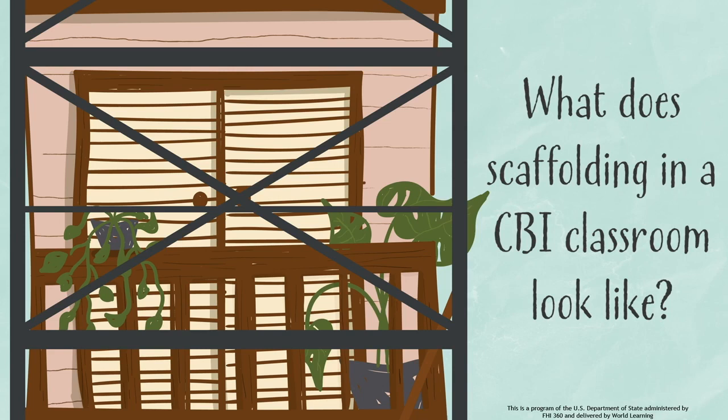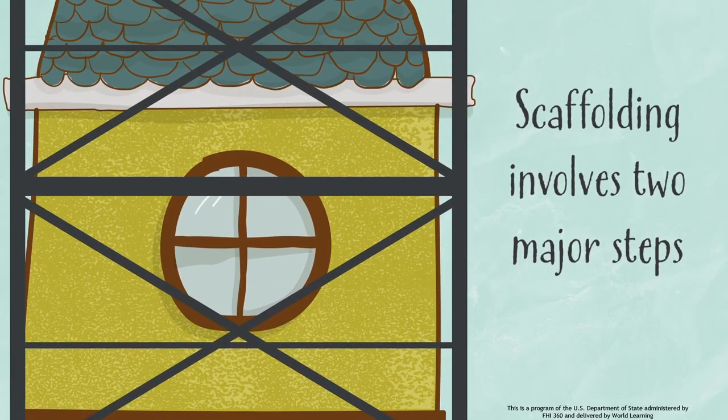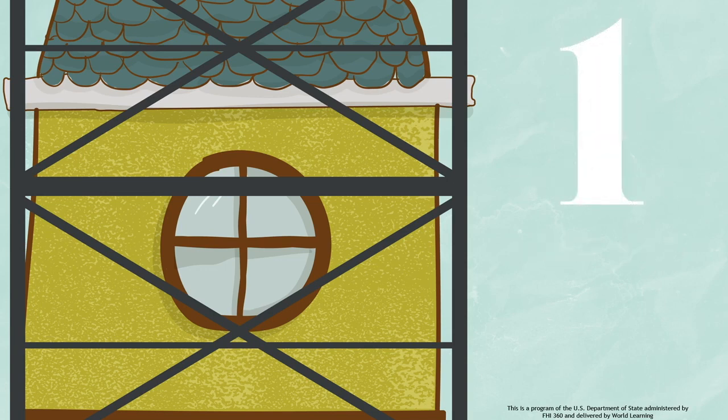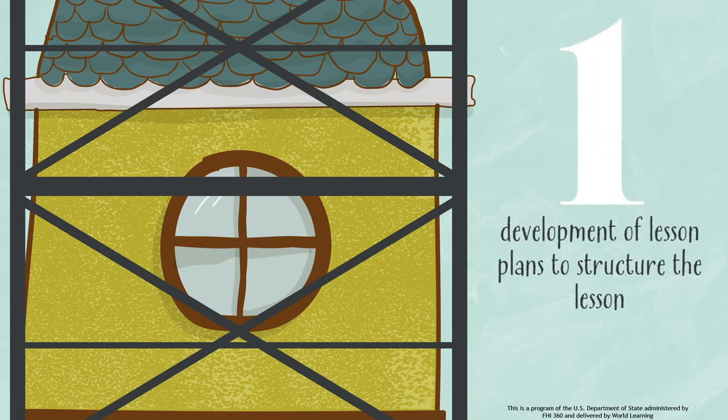What does scaffolding in a CBI classroom look like? Scaffolding in a CBI classroom involves two major steps. The first step is the development of lesson plans to structure the lesson so that it transitions from what the students already know to acquiring new concepts.